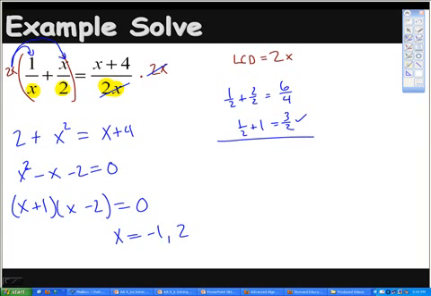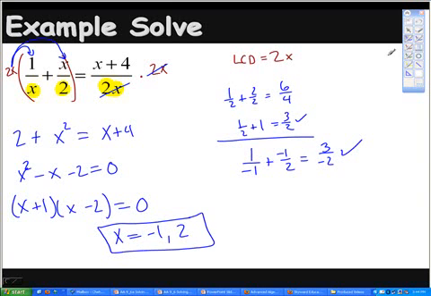Let's try the negative 1. 1 over negative 1 plus negative 1 over 2, does that equal, let's see, negative 1 plus 4 is 3 over 2 times negative 1 is negative 2. This is negative 1 plus negative a half, that's negative 3 halves, that equals this negative 3 halves, that checks. So both answers work, they're both right. We'll keep them both.